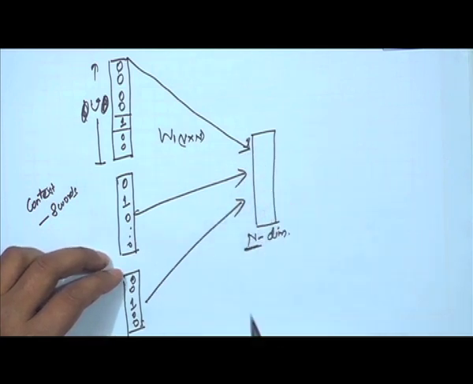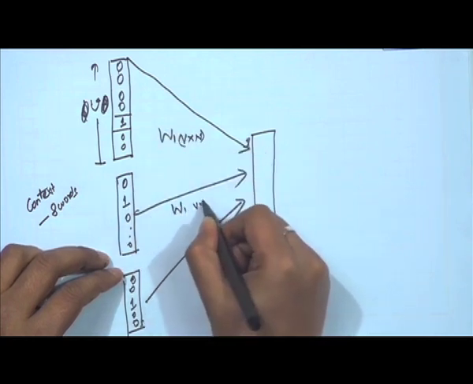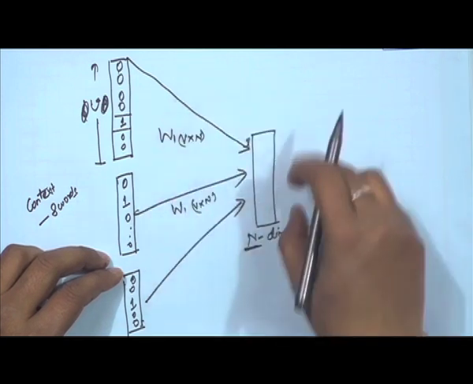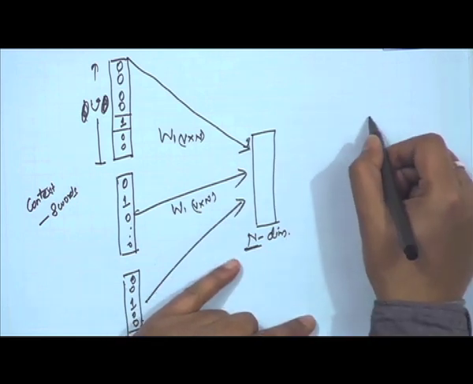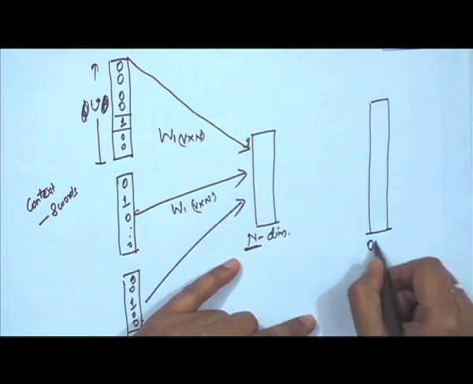You will have the same weight matrix at each input, and then you can take the average of all these. Now from this n dimension, you again go to your V dimension. This is your output layer.